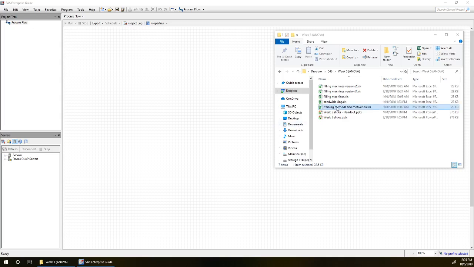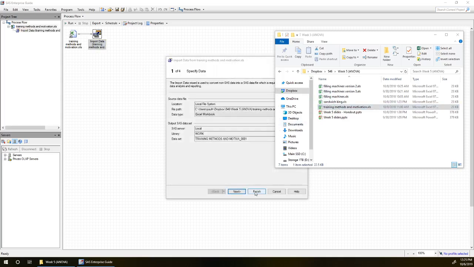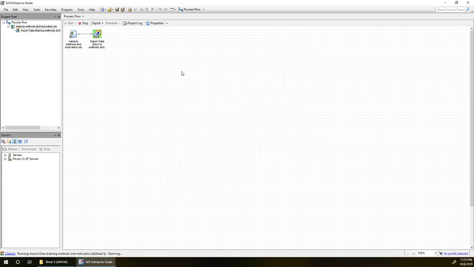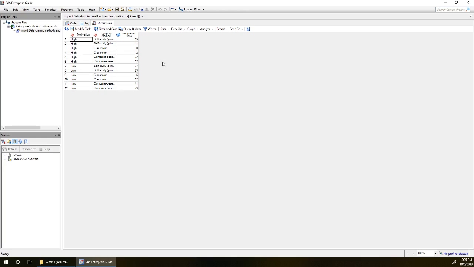Let's start by importing our training methods and motivation data into Enterprise Guide. We'll take a look at it. We should have the same data that appeared on Blackboard for us.